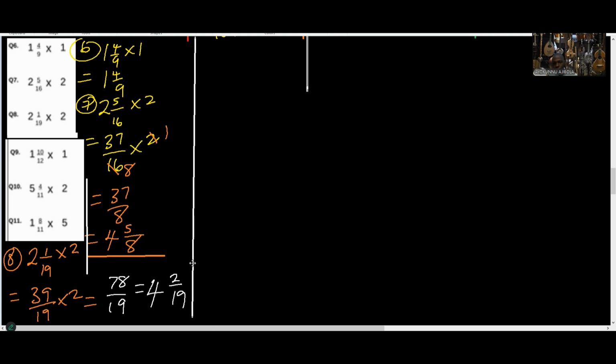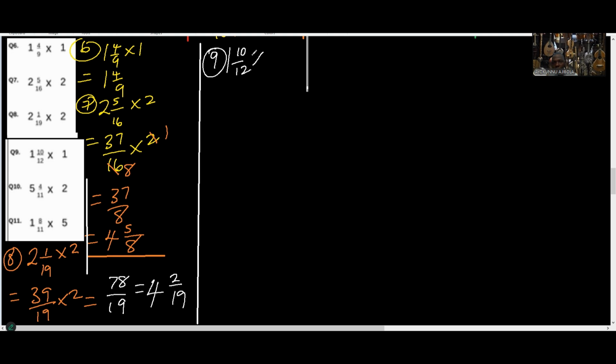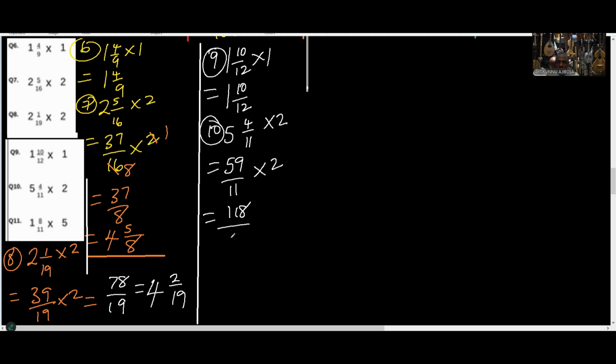And this next one, I have number 9, which is 1 over 10 over 12 times 1. The answer does not change, 10 over 12. Then number 10, we have 5, 4 over 11 times 2. 11 times 5 is 55 plus 4, that's 59 over 11 times 2. So 59 times 2 again is what? 118, right? Over 11.